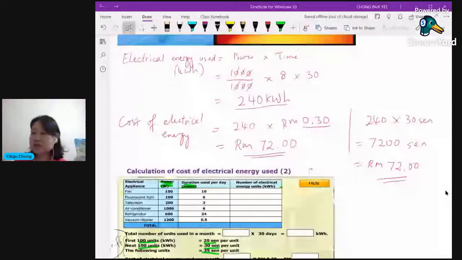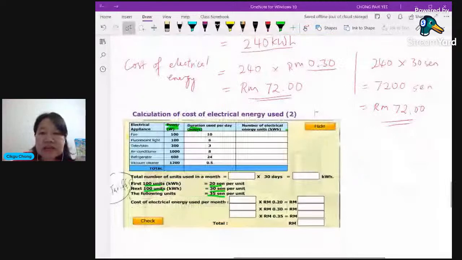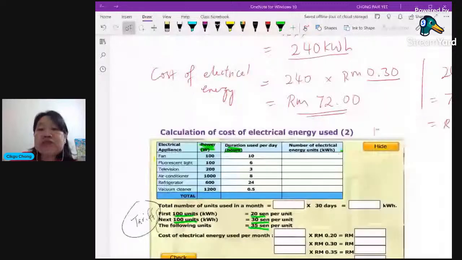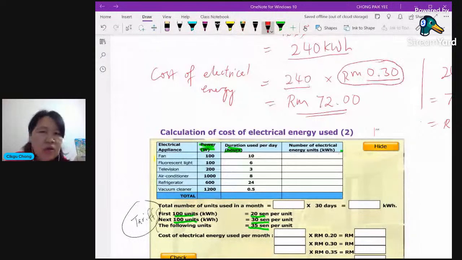Okay, now go on to a little bit more challenging. This is more to real life. Now, in real life, TNB doesn't come like this. TNB doesn't give you a flat rate. That means no matter how much you use, they also consider you 30 cents. You use less, also they charge you 30 cents. You use more, also they charge you 30 cents.